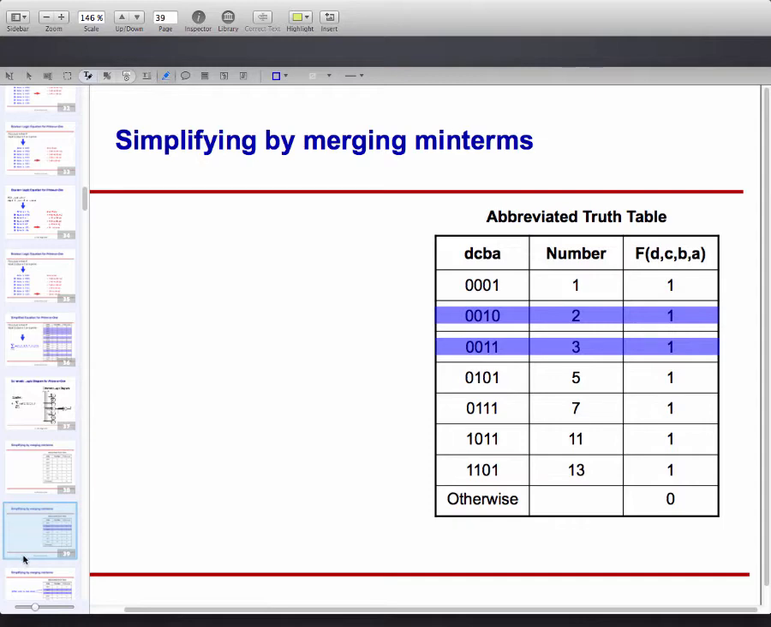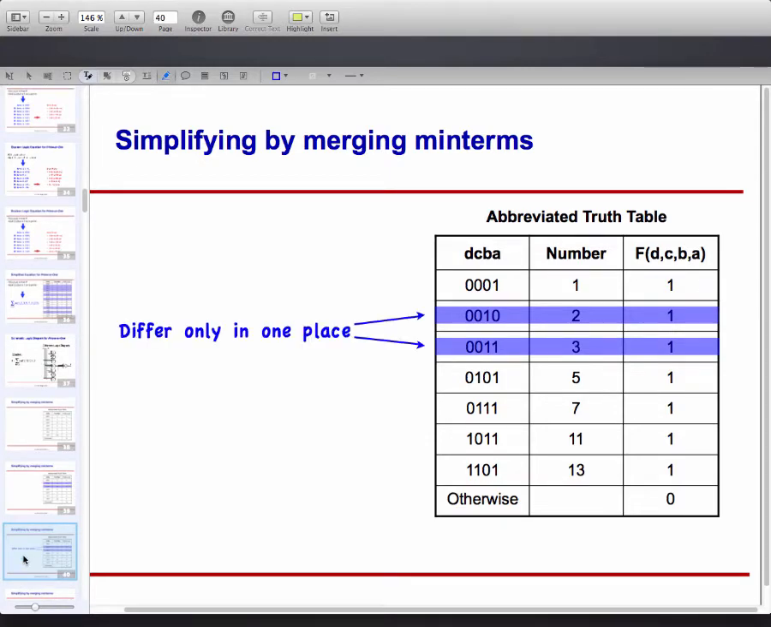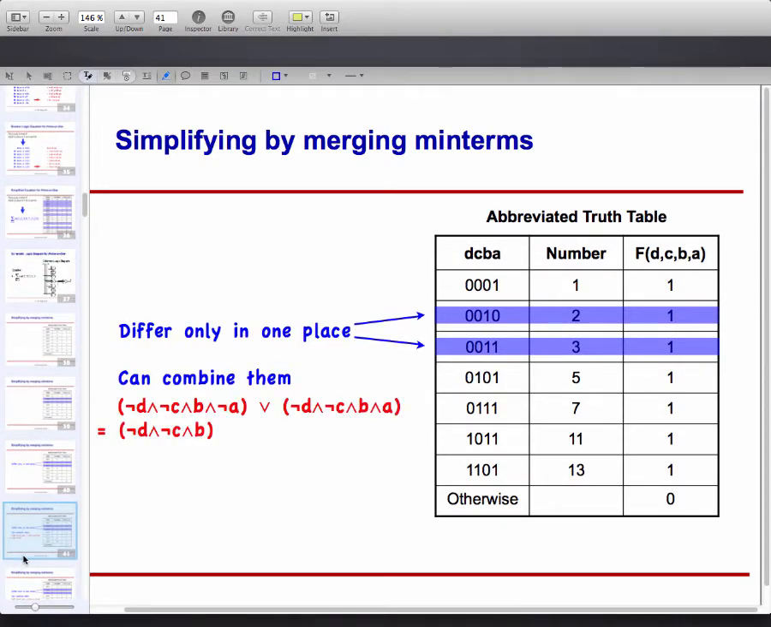So what we'll do is we are going to combine them. They differ only in one place. So we can basically factor away the A term. We can basically say that minterm number 2 or minterm number 3, that function can be replaced by the function not D, not C, not B.